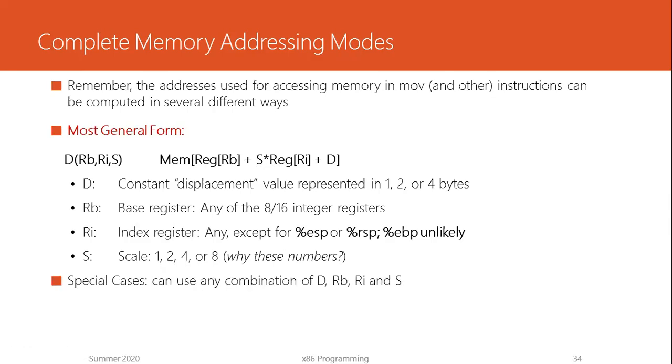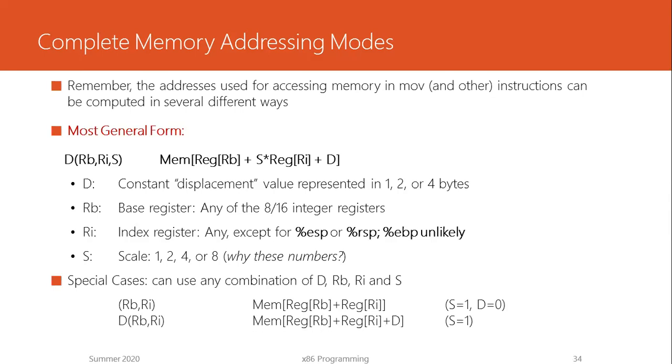There are many ways of using a combination of these parameters to make a variety of addressing modes. For example, if you just use in parentheses RB and RI, the final address of the memory is going to be the contents of RB added to the contents of RI. In this case, the S is 1 and D is set to 0. You can also use D, RB, RI, and that is just going to do RB plus RI plus D. The scale here is just set to 1.